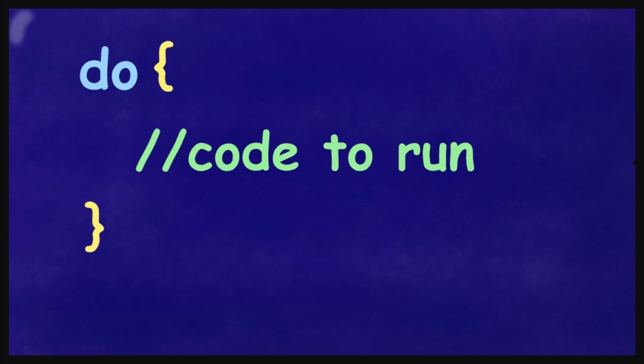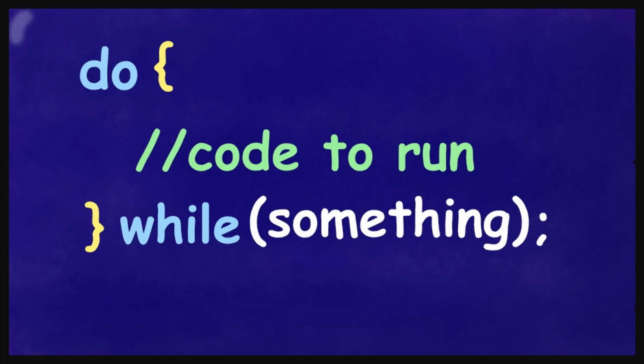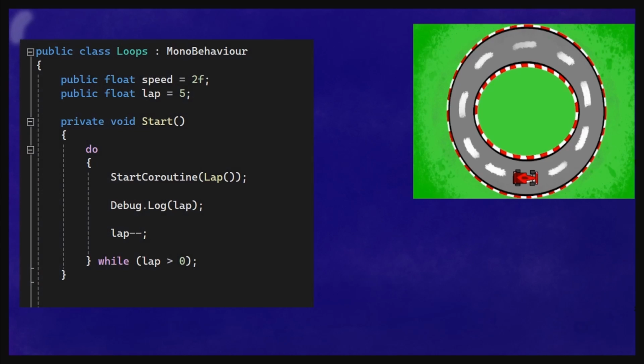The syntax is simple. First, write do. Inside curly braces, write the block of code you want to execute. Then, after the closing brace, write while followed by the condition in parentheses. So, do this code while this condition is true. In this example, the race starts with 5 laps. The code inside the do block runs at least once. Then, after the first execution, the condition is checked. If it's true, the loop runs again and again until there are no laps left.